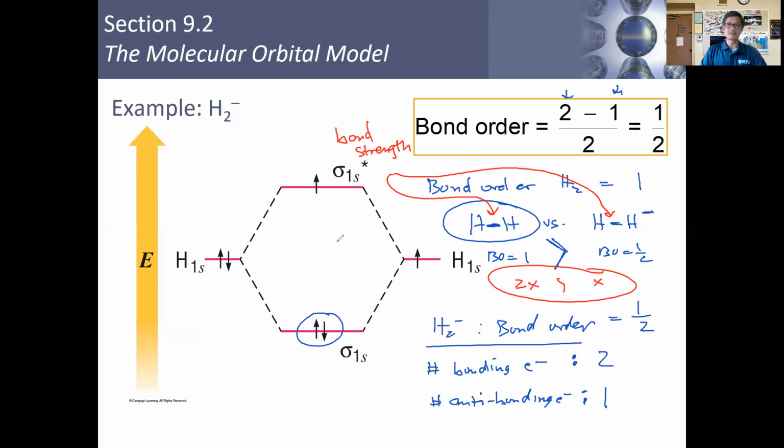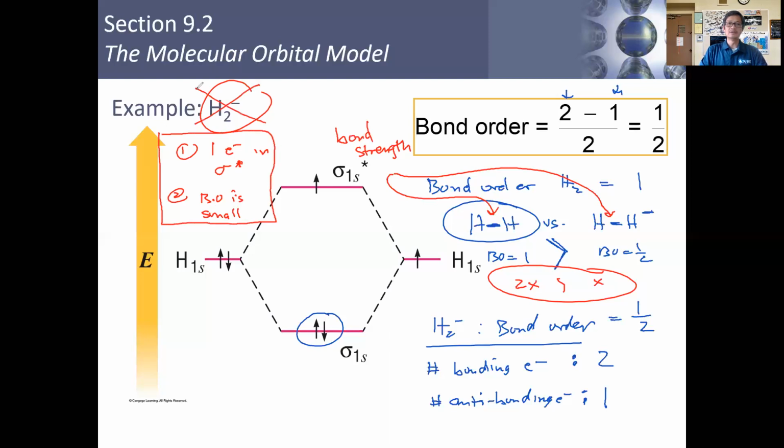So there are two things working against the hydrogen ion and the formation of it. First of all, the first factor working against this bond actually forming is that you have one electron in an anti-bonding orbital. The second is that the bond order is small, which basically means the bond is weak. It has an electron in the anti-bonding state. So these two factors lead us to conclude that this molecule does not form. That's how we go about using bond orders in order to determine whether a molecule can form or not.